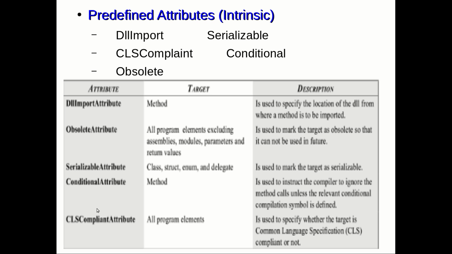Then you have another attribute called the CLS compliant attribute. Again, the target for this attribute is all the program elements, and it is used to specify whether the target is CLS compliant or not.